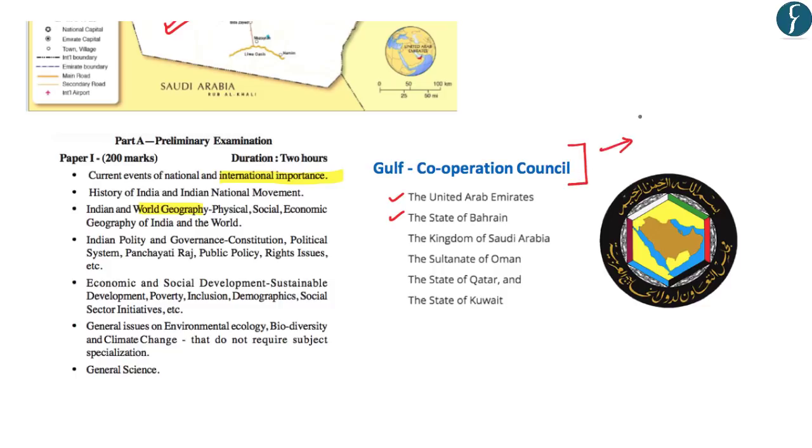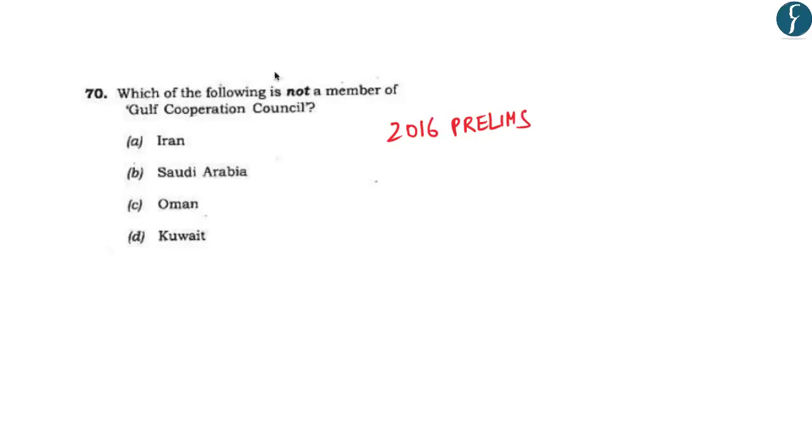Cooperation Council. Now this becomes important because a question on the Gulf Cooperation Council was asked in the prelims of 2016. The other members of GCC are Saudi Arabia, Oman, Qatar as well as Kuwait. The question asked was, which of the following is not a member of the Gulf Cooperation Council? Options were Iran, Saudi Arabia, Oman and Kuwait. In this, the correct answer was A, that is Iran.